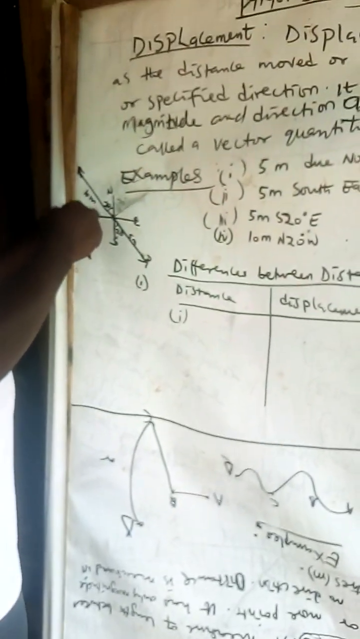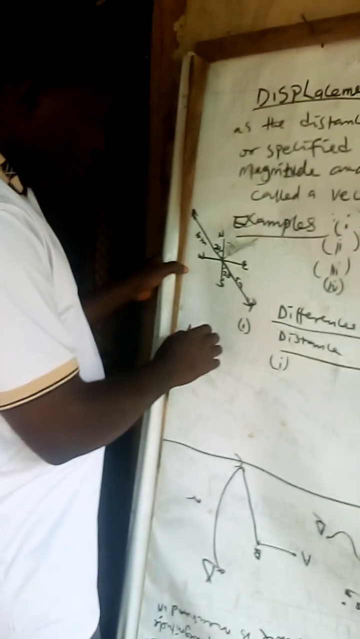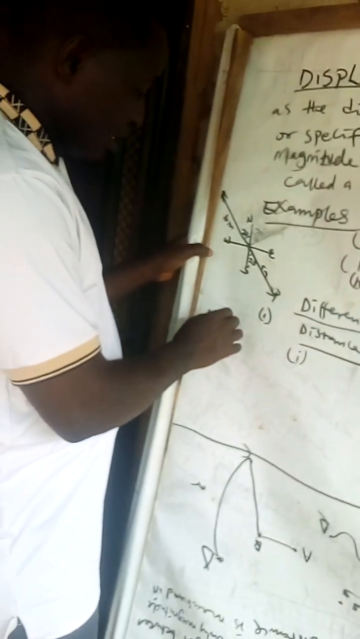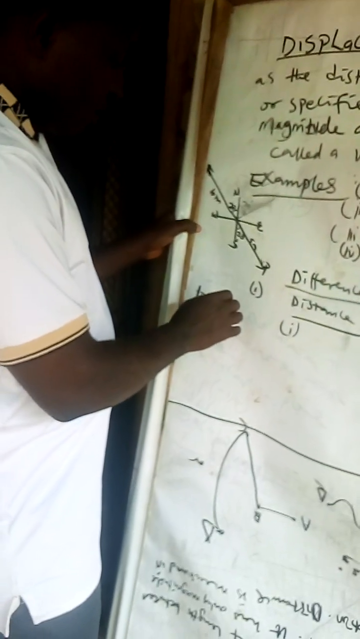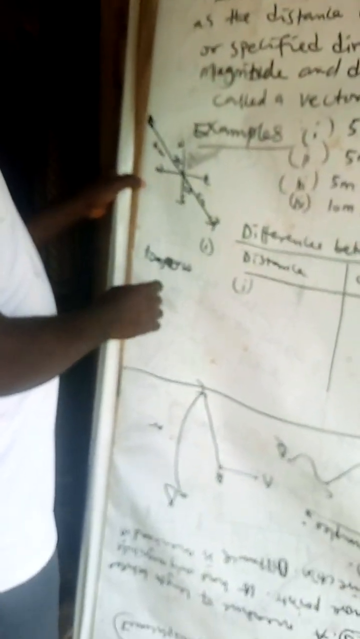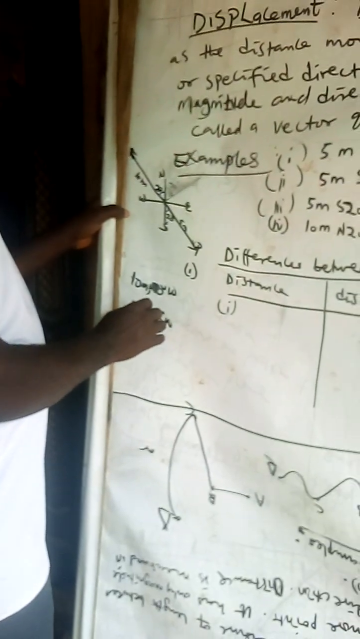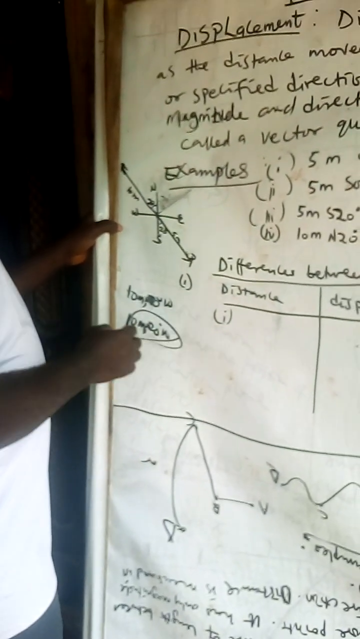That is, you now have 10 meters, 20 degrees west of north. 20 degrees west of north. 10 meters 20 degrees west of north. That is how we write it.